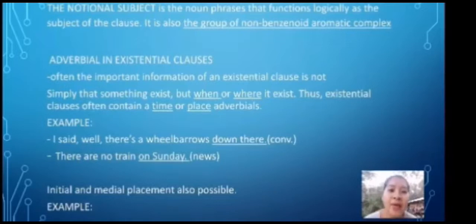Example: I said, well, there's a wheelbarrow down there. As you have noticed, the adverbial down there answers where and contains a place. The next example is, there are no trains on Sunday. The adverbial on Sunday answers when and contains a time. In these examples, the adverbial is at the end of the clause. However, initial and medial placement is also possible.